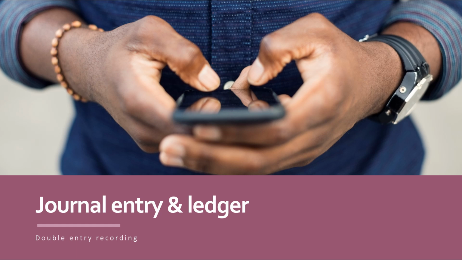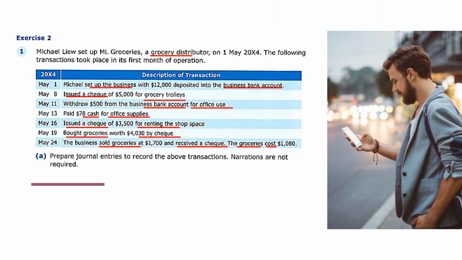Alright, today we're going to learn about journal entry and ledger, and we're going to use the question in the workbook exercise 2, question 1. So this is the question. Michael Liu set up ML Groceries. The keyword is that it's a grocery distributor. And we have a few of the transactions.